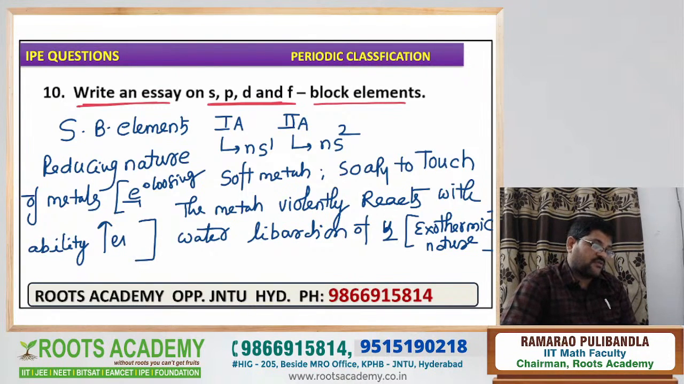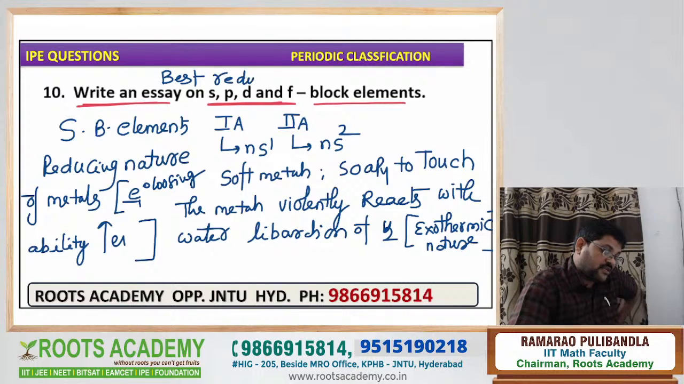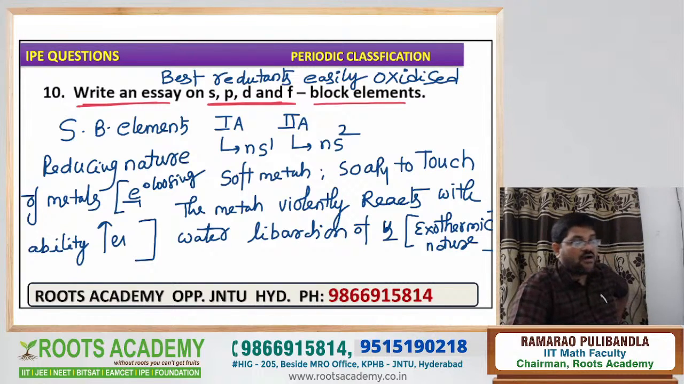So these are the properties of S block elements. Repeating the point once again: S block elements have a reducing nature. What is the meaning of reducing nature? Electron losing ability increases. Therefore, the S block elements act as the best reducing agents, that means best reductants, which are easily oxidized.